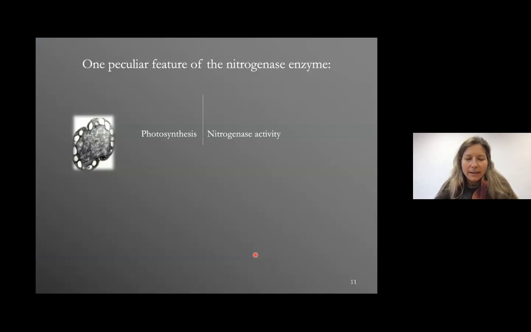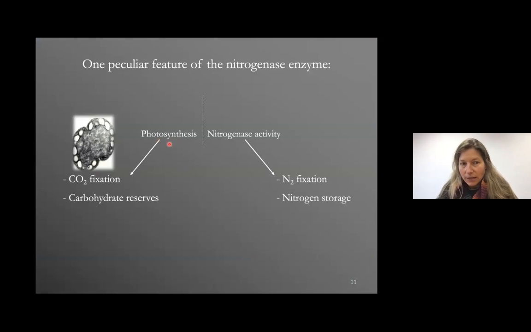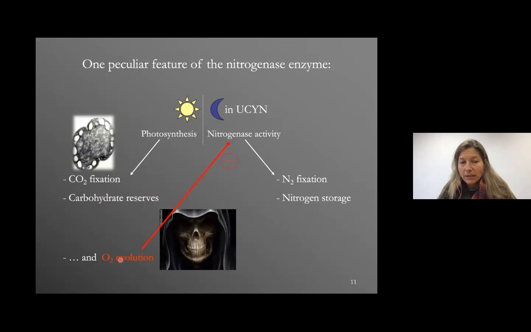A very special feature of nitrogen fixation is that the nitrogenase activity allows nitrogen storage in the cell. Photosynthesis, on the other hand, allows for fixation of carbon and can lead to carbohydrate reserves. And the organism needs both. But another consequence of photosynthesis is the evolution of oxygen. And this one is seriously damaging the nitrogenase activity.